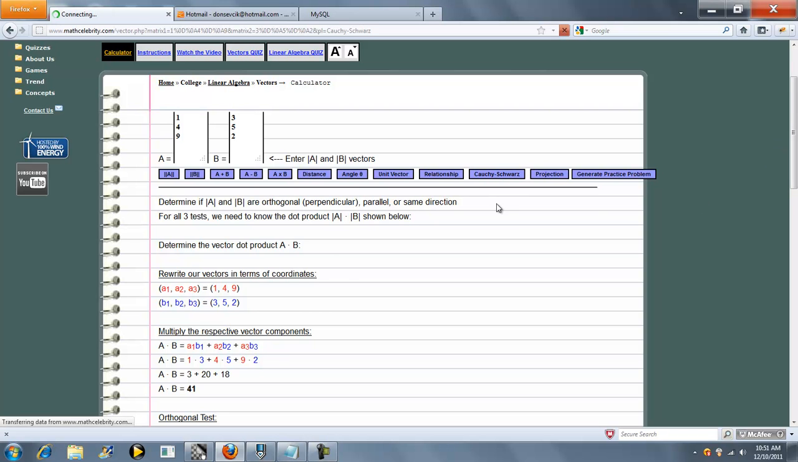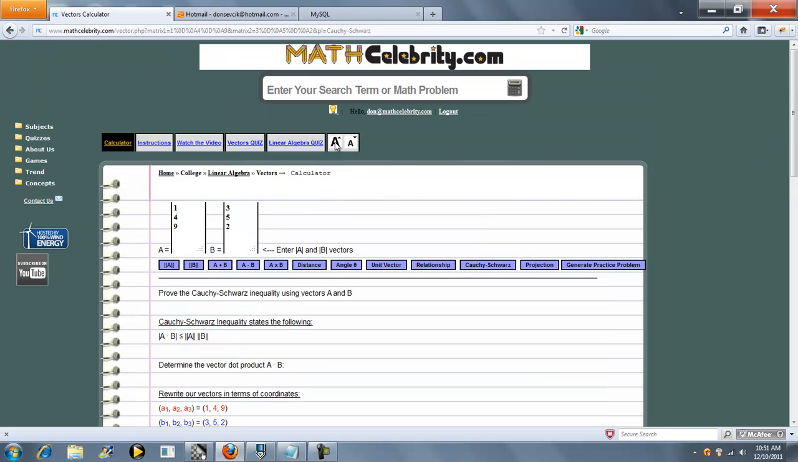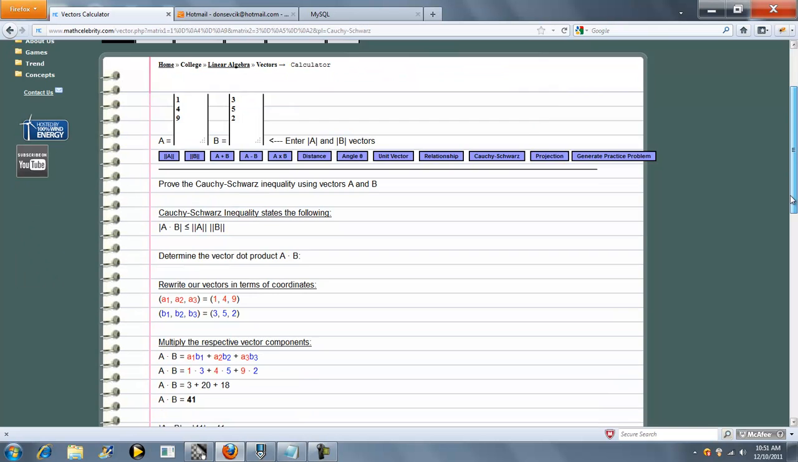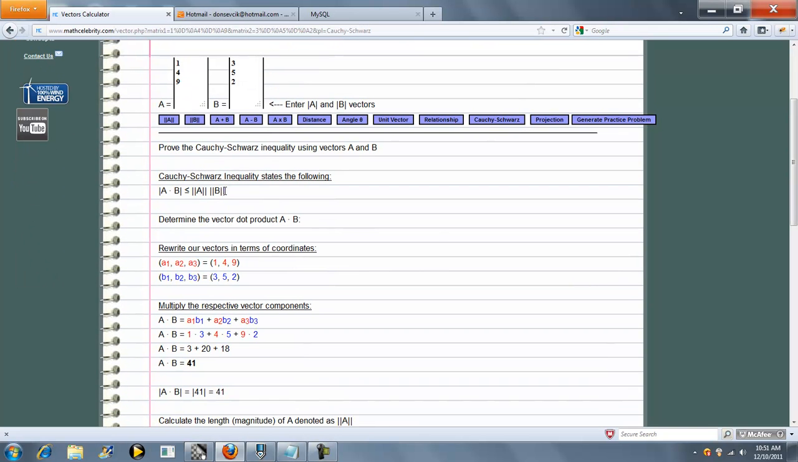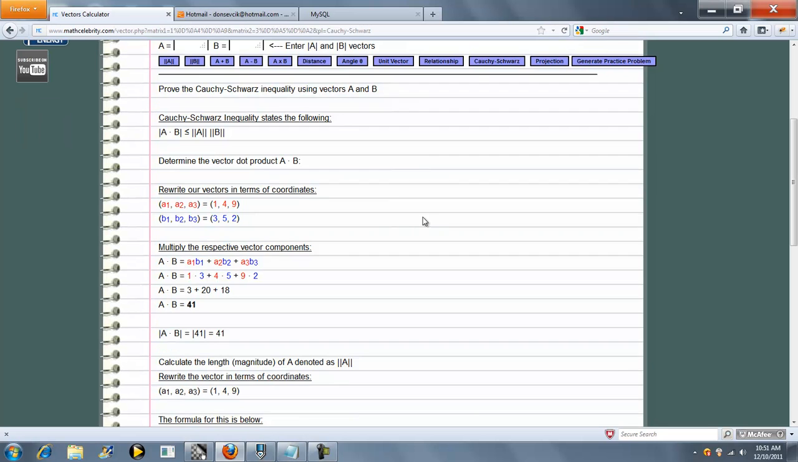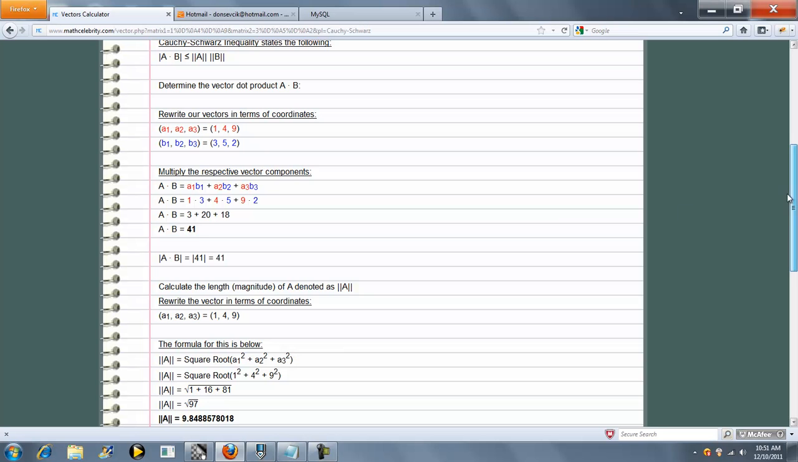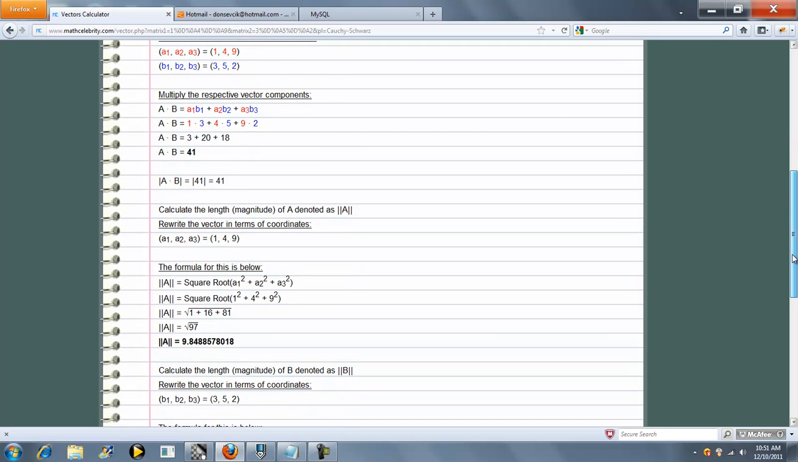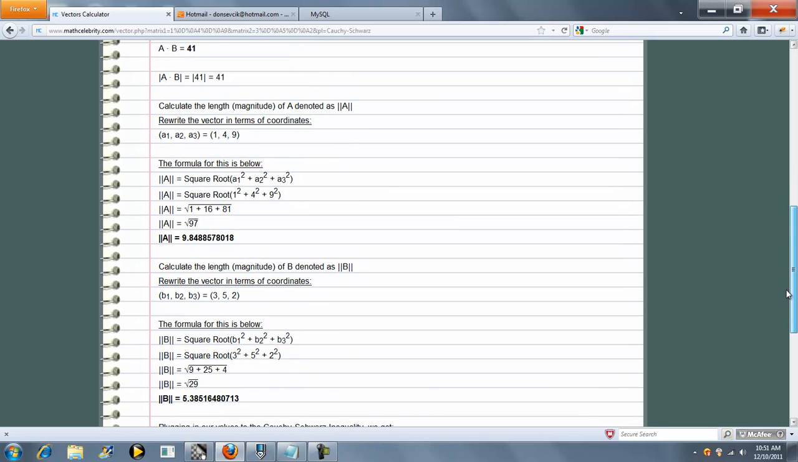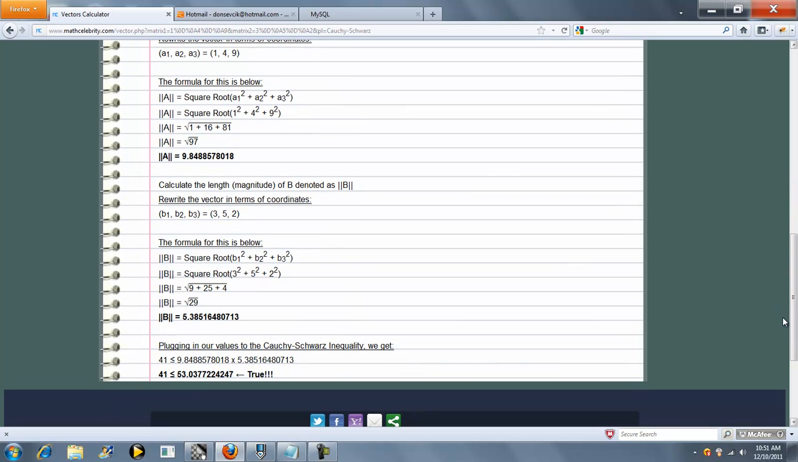We'll do Cauchy-Schwarz. So here's the inequality. And then we rewrite our vectors in terms of coordinates. We get our dot product, A times B, is 41. Magnitude of A, we've done that a few times. Magnitude of B. And then we demonstrate the relationship, the Cauchy-Schwarz inequality. So we show that, yes, 41 is less than or equal to 53.037.